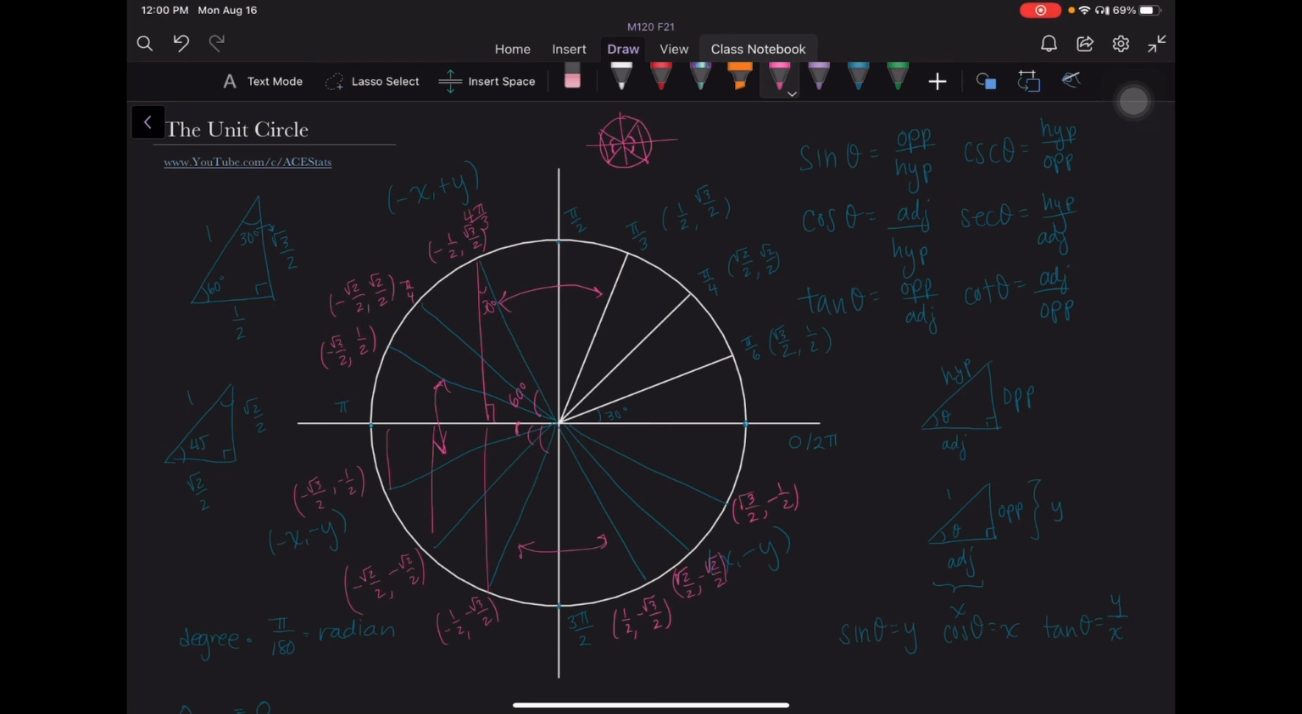The only values that we're missing now are these values on the axes. Well, for 0, it's not 0, 0 as your ordered pair because your x value is 1. So you've got 1, 0 here, negative 1, 0 over here, and then 0, 1, and 0, negative 1. And that completes our unit circle.